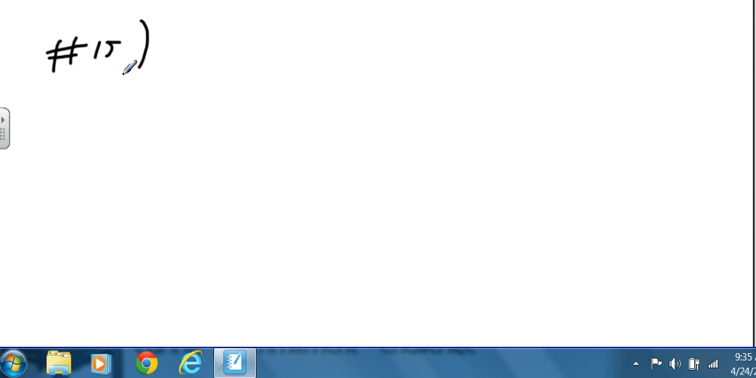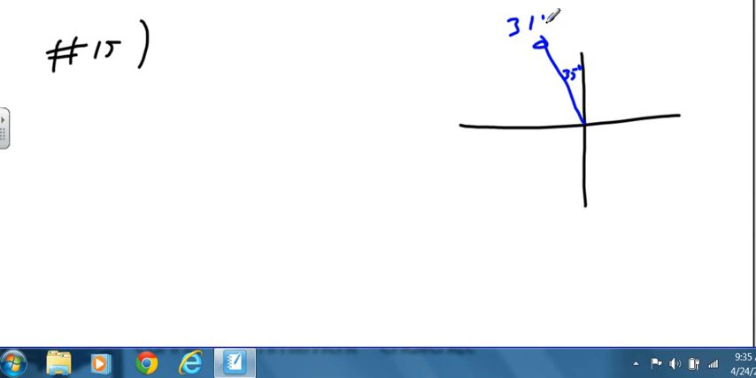A plane is heading 35 degrees west of north. There's my XY plane. My plane is flying that way, and this is 35 degrees west of north at 315 kilometers per hour. The wind is blowing from the west. Okay, so the wind is blowing that way, and the wind is doing 50 kilometers per hour. Find the plane's course and speed.